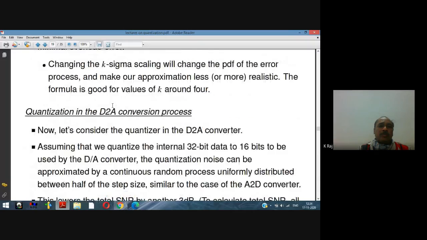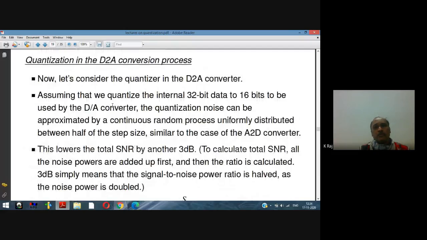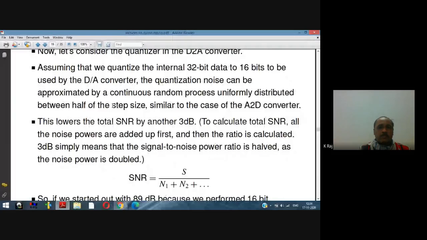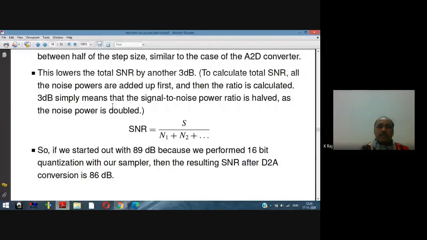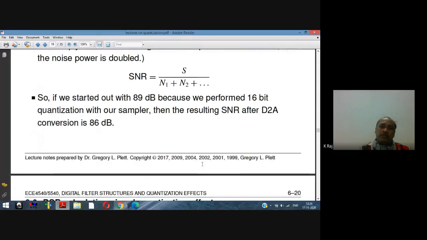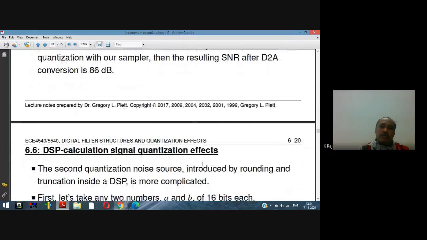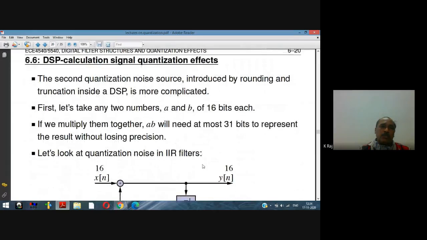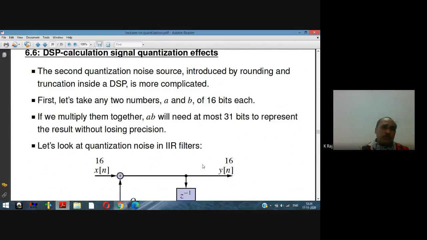Now we have discussed the analog to digital conversion. Similarly, we can represent the digital to analog conversion something like this, that is signal to noise ratio is S divided by N1 plus N2 plus so on, and this may be the signal to noise ratio for the digital to analog conversion. And we have also discussed the analog to digital conversion quantization error. Now we will move towards the DSP calculation of the signal quantization effects.